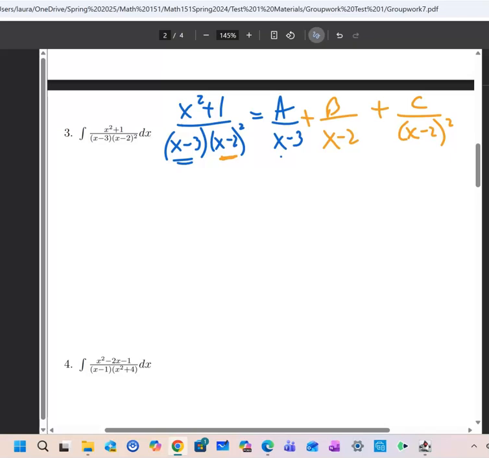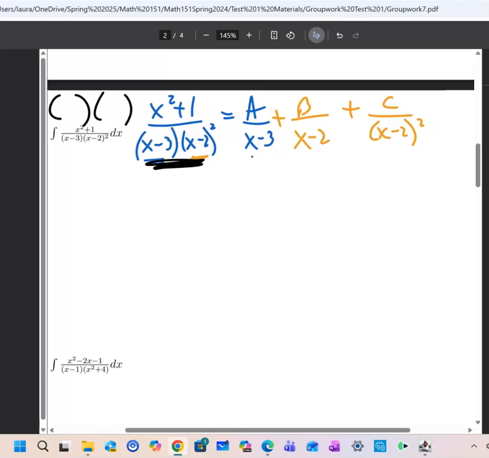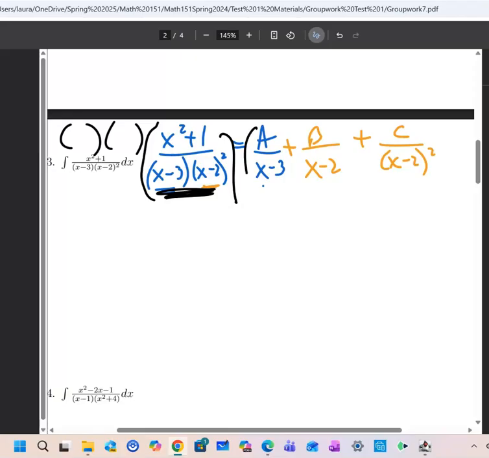Now I'm going to multiply through by this denominator, and this is where so many mistakes are made, but not by you. Have confidence, you won't do this. So I'm going to multiply by x minus 3, x minus 2 squared. So these cancel, and on the left-hand side I'm left with x squared plus 1. Always turns out to be just the numerator.